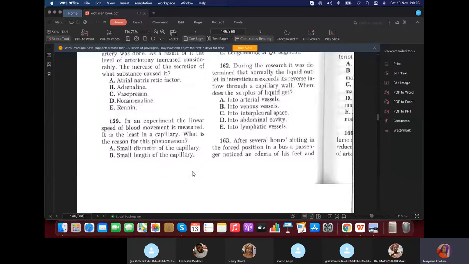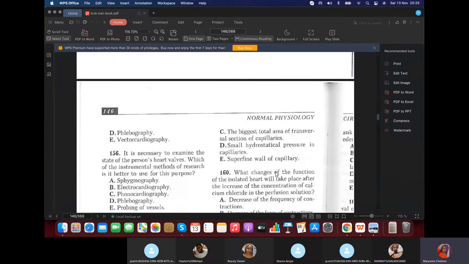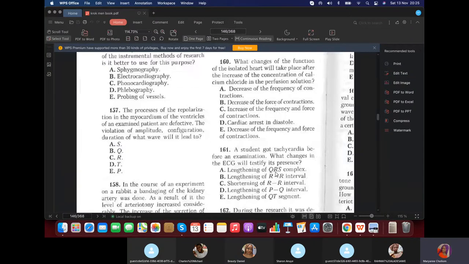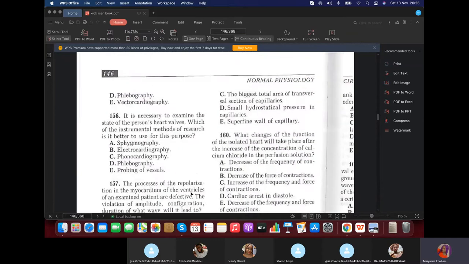In an experiment, the linear speed of blood movement is measured. It is the least in capillary. Now they're not talking about resistance, they're talking about the speed of blood movement in capillary being the least. Why? The answer will be the biggest total area of the transverse section of capillary. I told you that there's a lot of capillary, so when you take a cross section, it's a lot at the end. So the speed is very small, because there's a lot of place for the blood to go. So the answer is C.